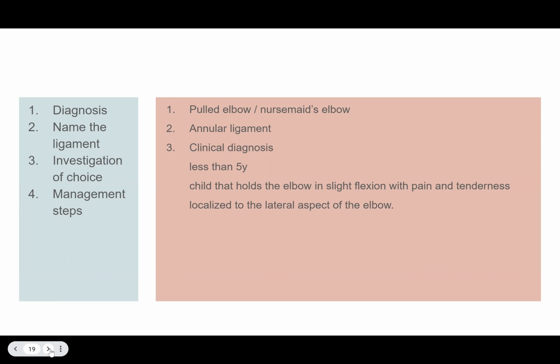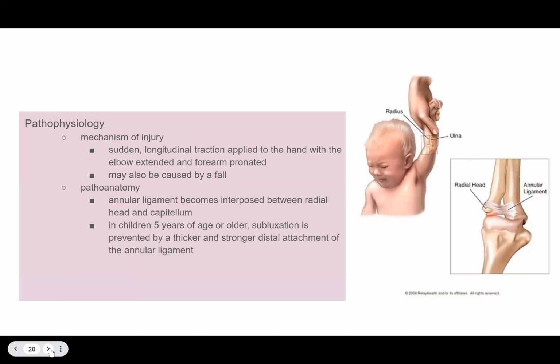Now, pathophysiology, the mechanism. Like we mentioned, it's a longitudinal traction. So what happens is the radial head will slip out. The annular ligament is weak in a child who is less than 5 years of age. But if we can put it back immediately, then no issues. After 5 years of age, the ligament will become stronger, so the subluxation is prevented and the distal attachment becomes stronger.